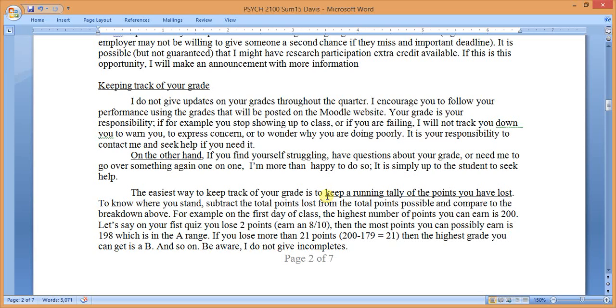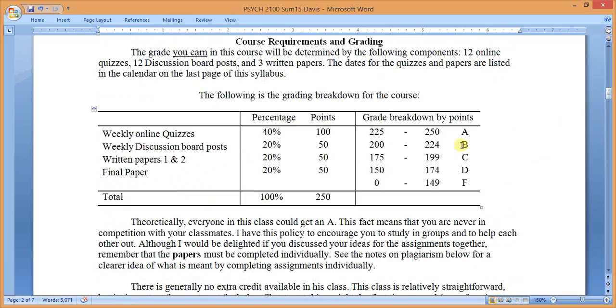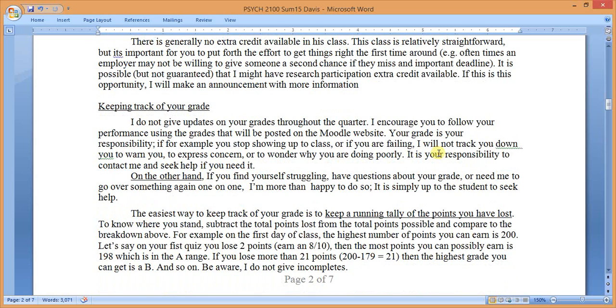So for example, if you lose 2 points on the first quiz, then the highest number of points that you can earn, this math is wrong because I changed the grading, but if you lose 2 points in the first quiz, the highest grade you could earn would be 248, which is in the A range. If it's the end of the semester and you count up the number of points you've lost, and so far, including all the papers and quizzes and discussion boards, you've lost 28 points, then that puts your final point total at 221, which is in the top of the B range. Okay.